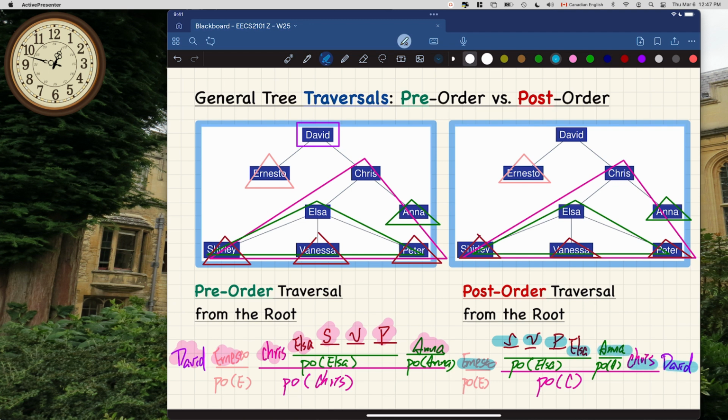Of course, it's different. And don't think pre-order is just a reverse of post-order. No, it's not that simple. All right, in case you're thinking that way, no.